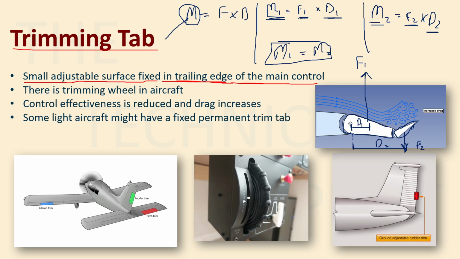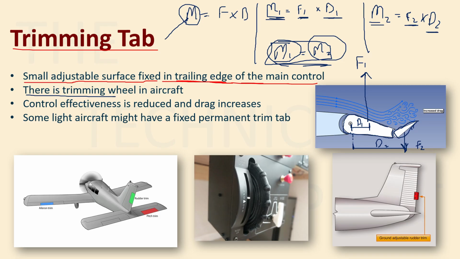So by balancing these moments, the pilot can now release his or her hands from the control, and the control will still be in this position because the moments are in balance. So this is how a trimming tab works. It balances moment number one by creating a second moment, which is through the trimming tab.